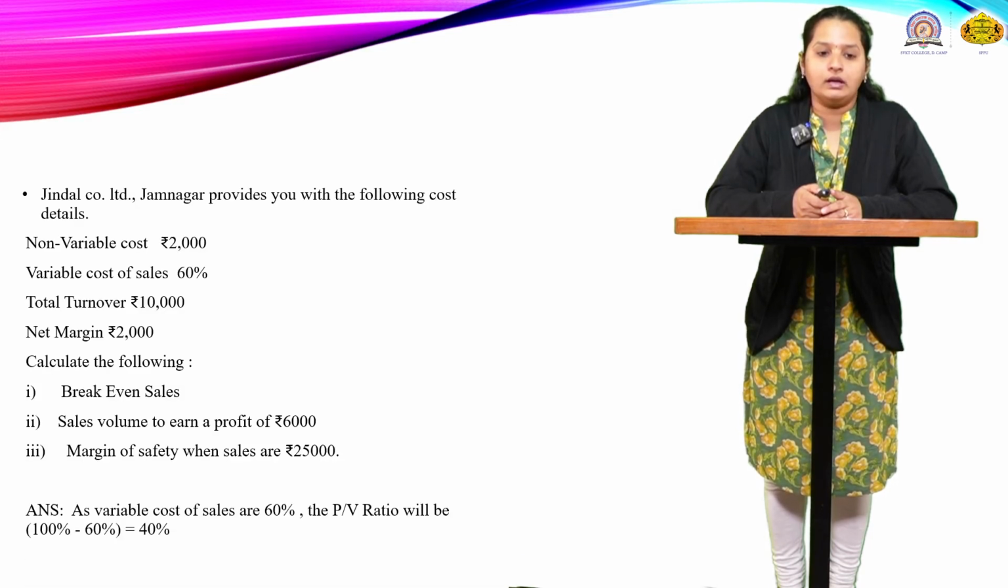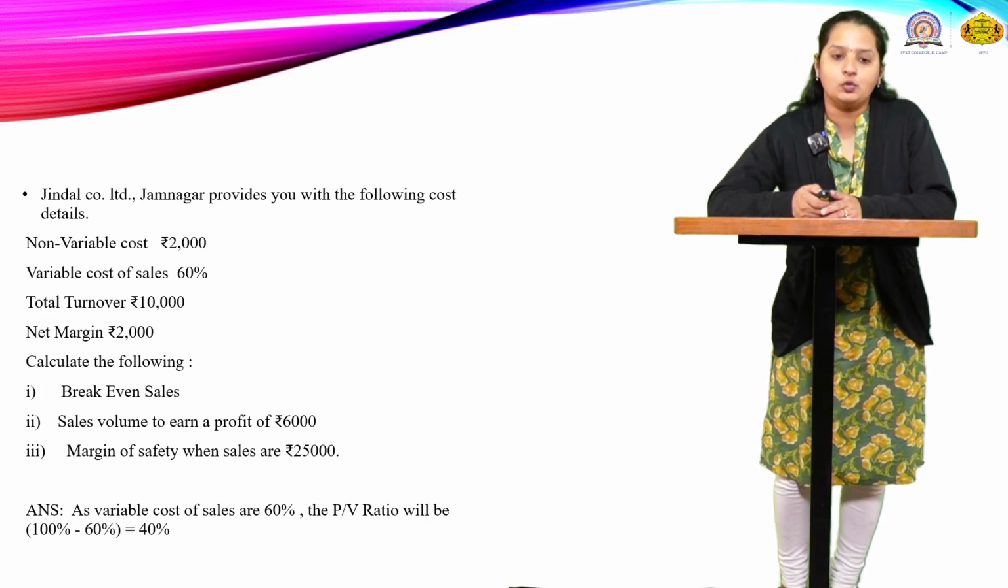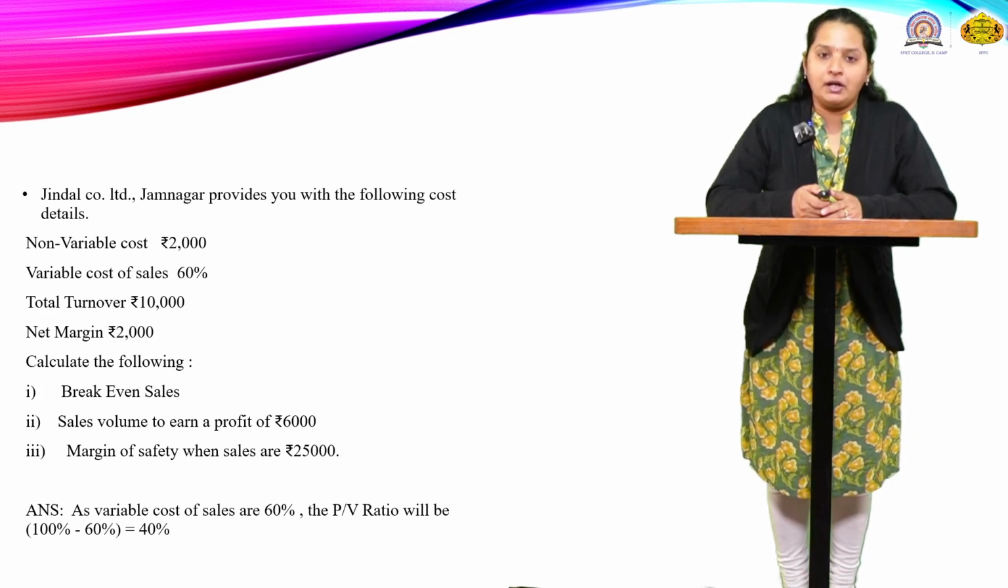Now, this is the next example. Jindal Company Limited, Jamnagar provides you with the following cost details. Non-variable cost is rupees 2,000. Variable cost of sales is 60%. Total turnover, that is sales, rupees 10,000. Net margin is 2,000, and they required us to calculate BEP in sales, sales volume to earn a profit of 6,000, and margin of safety when sales are rupees 25,000.